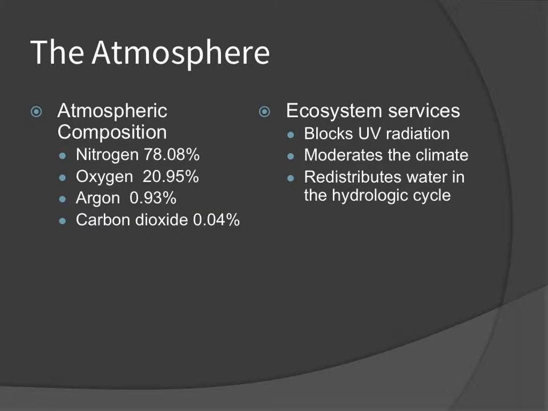The atmosphere is mostly comprised of nitrogen, oxygen, argon, and carbon dioxide. These four main components make up the majority of our atmosphere. They also provide us a service, generally known as an ecosystem service. This blocks UV radiation, moderates the climate, and redistributes water in the hydrologic cycle.